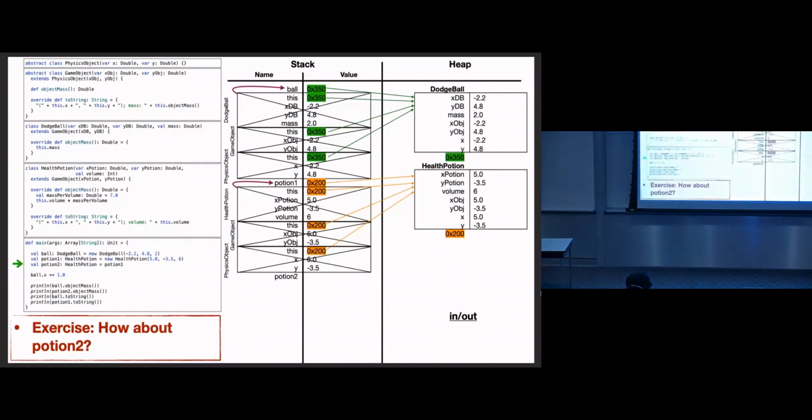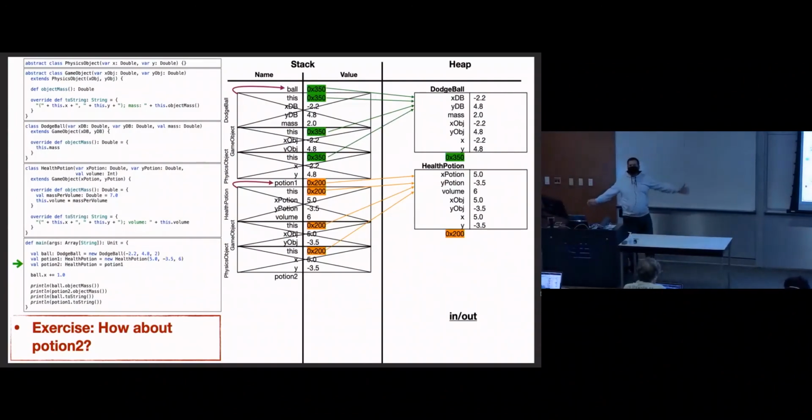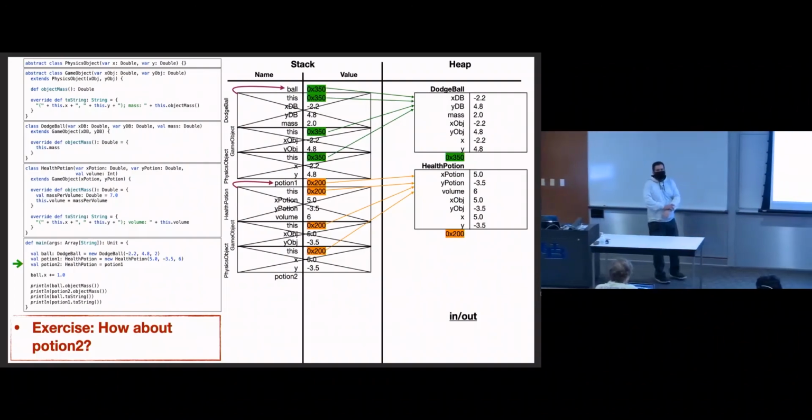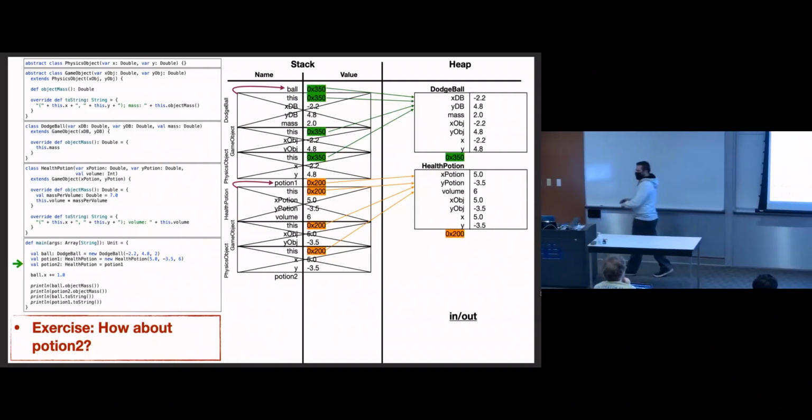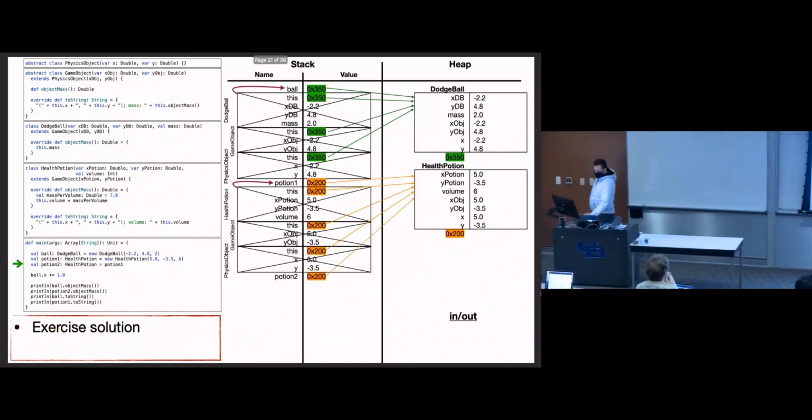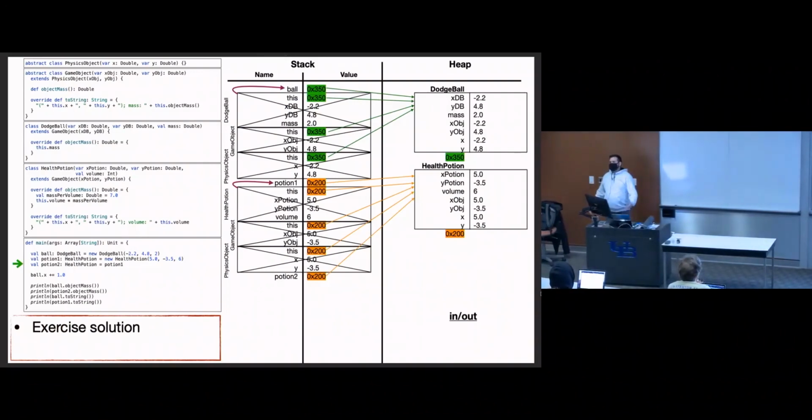All right, everyone good on this exercise? How many constructors are called when potion 2 is added to the stack? I heard none. None. This is strictly assigning a reference.